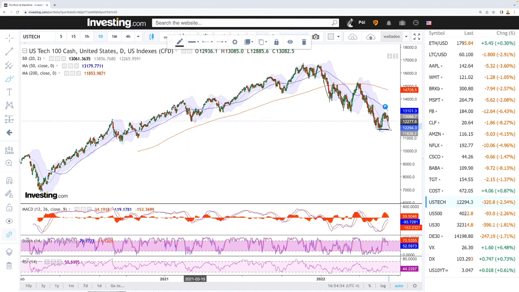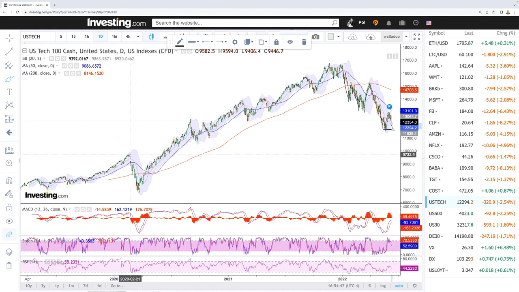We can see that we are around this area here where we are finding support at this point. But after that, we may head towards the lows of September, October of 2020, and after that, towards the highs of 2020 before the Corona crash.